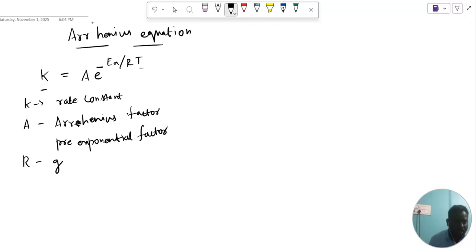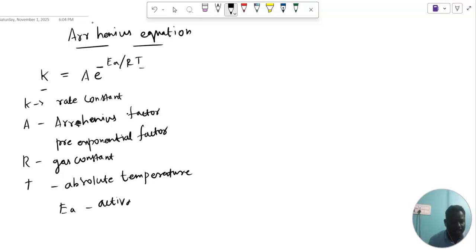R is the gas constant, the universal gas constant. T is the absolute temperature. And finally, Ea is nothing but the activation energy.